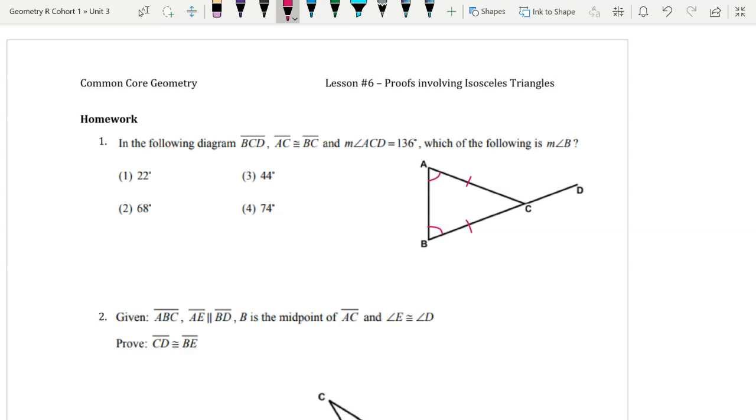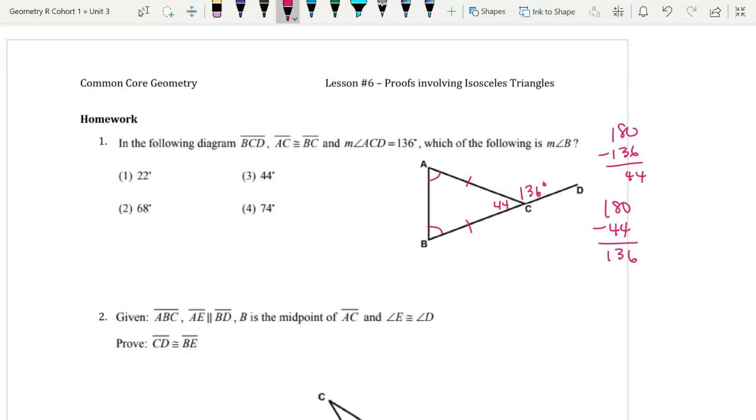It then tells us that the exterior angle is 136, and it wants us to find angle B. We can do this two ways. We can use the exterior angle theorem by saying the two non-adjacent angles inside the triangle add up to 136. Or how a lot of you probably did it, which was 180 minus 136 gives you 44. That's this angle. And if I do 180 minus 44, guess what I'm going to get? I'm going to get 136.